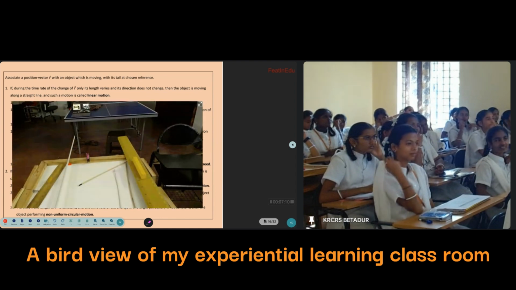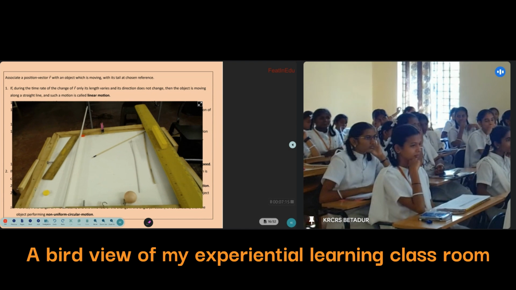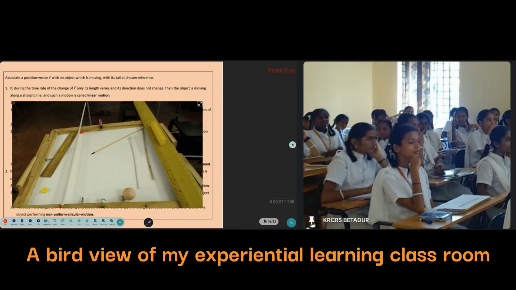So this is the practical table. I think you have a similar practical table in your school. Yes. Yes, and you should learn how to use it.